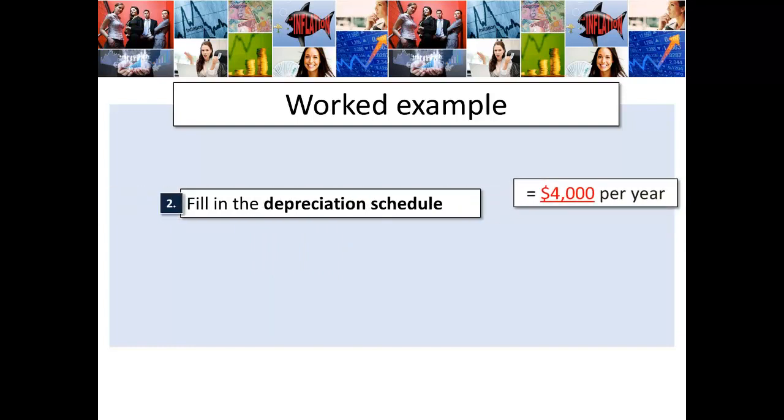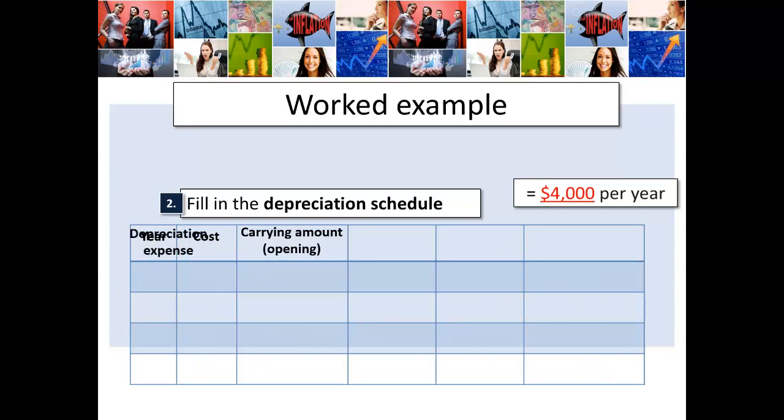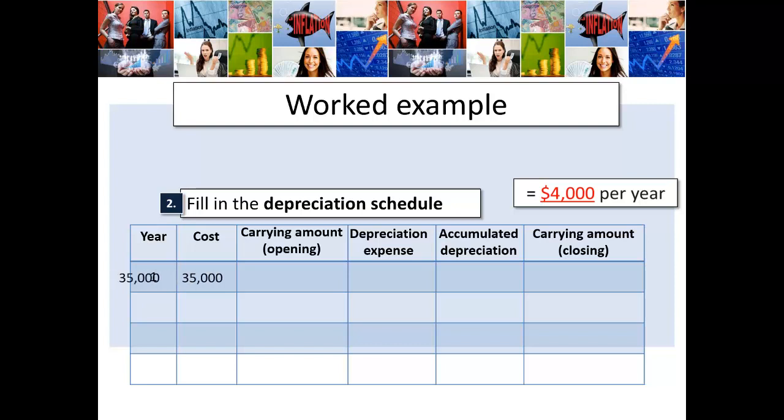So a key figure. Once we've got that, we can go to something we call a depreciation schedule, and this is exactly what it looks like. Year, cost, carrying amount opening, depreciation expense, accumulated depreciation, so that's year on year, and the carrying amount or the closing amount. In year 1, cost 35, depreciation 4, accumulated depreciation can only be 4,000. We've got cost 35,000 less depreciation, giving us the carrying amount closing of $31,000 there.